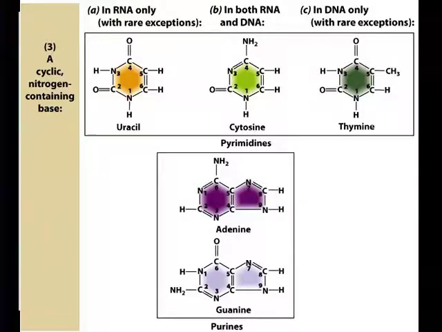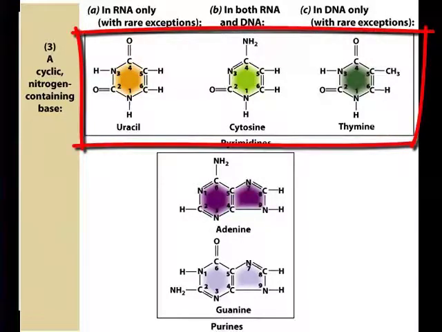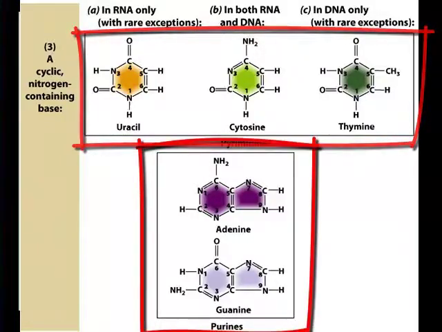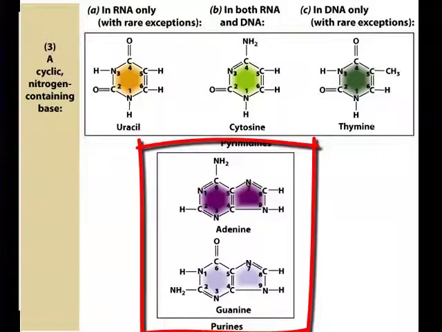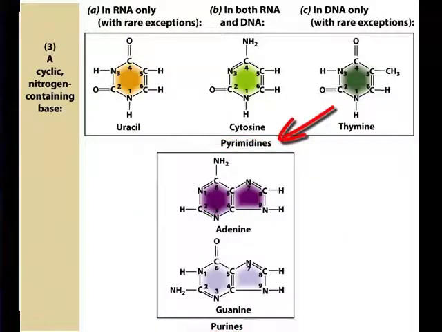One ring structures are called uracil, cytosine, and thymine. 2 ring structures are called adenine and guanine. The 1 ring structures are pyrimidines. The 2 ring structures are purines.